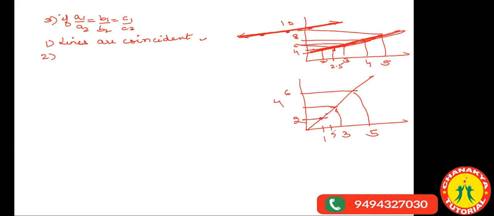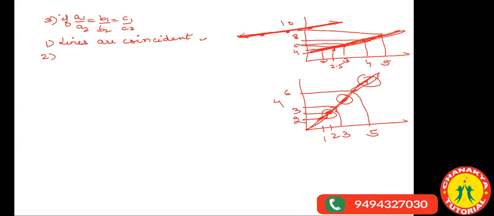This point will be 2, coordinate will be, and this will be 3. So, it will lie here only. Then, second point will lie here, and third point will lie here. Then, when you are joining all these points, this second line will cover the first line. Right? It will lie on the first line only.